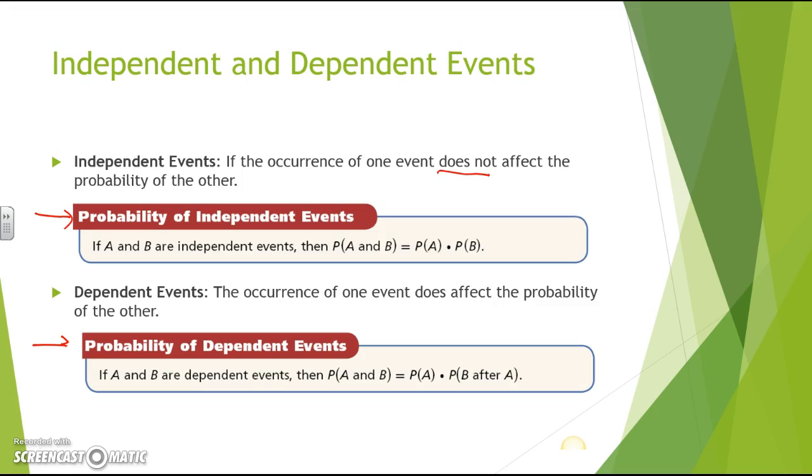With dependent events, it's the occurrence of one event that does affect the probability of the other. So here in this box it says if A and B are dependent events, then the probability of A and B is going to be probability of A times the probability of B after A has happened.